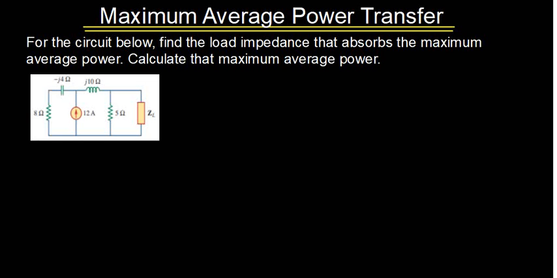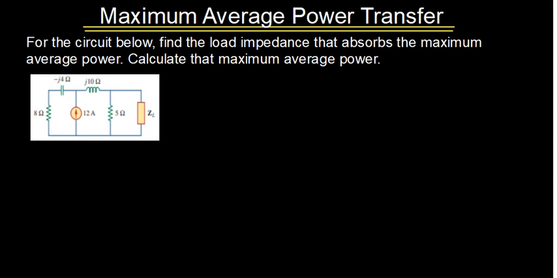Okay. So the first thing we have to understand is that to find my load impedance, because the question is saying find the load impedance that absorbs the maximum average power transfer, remember after everything we went through, we came to a conclusion that the load impedance ZL is equal to the complex conjugate of the Thevenin impedance. So all we have to do here is find the Thevenin impedance. Then the complex conjugate of that Thevenin impedance is simply our load impedance.